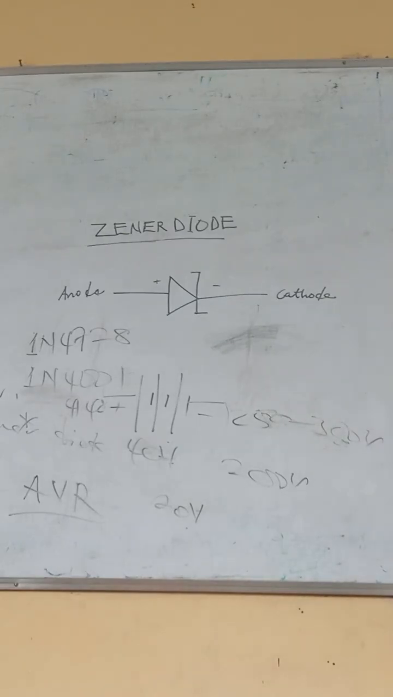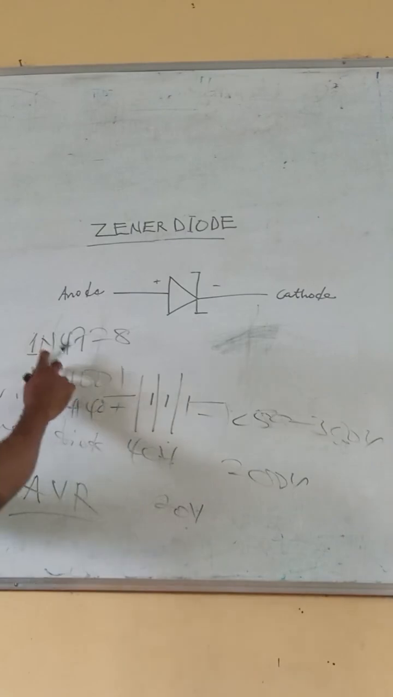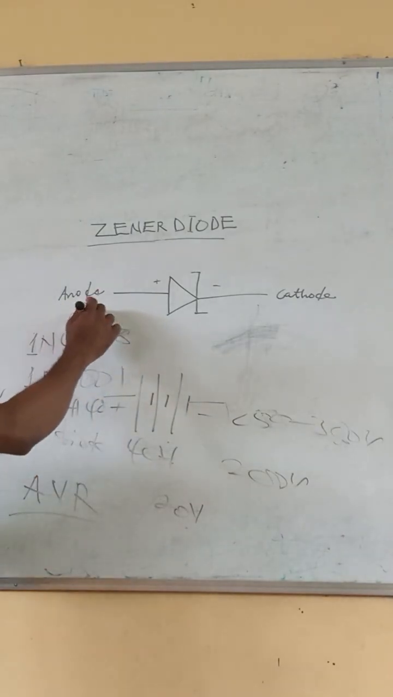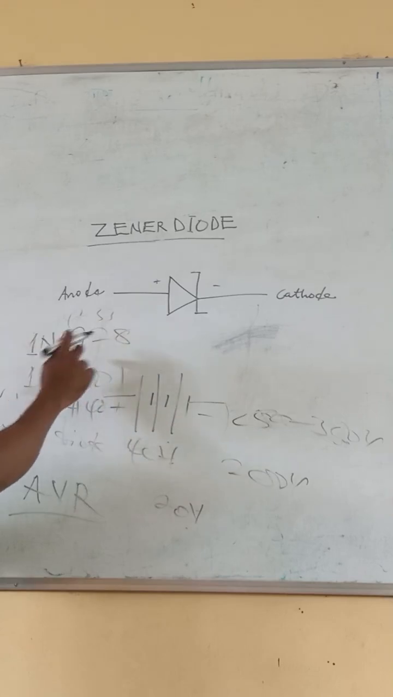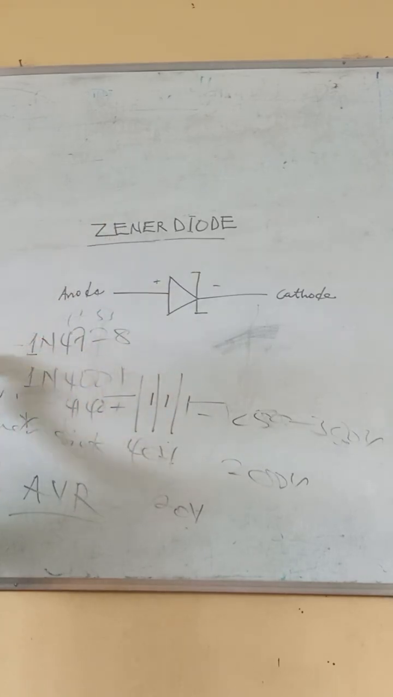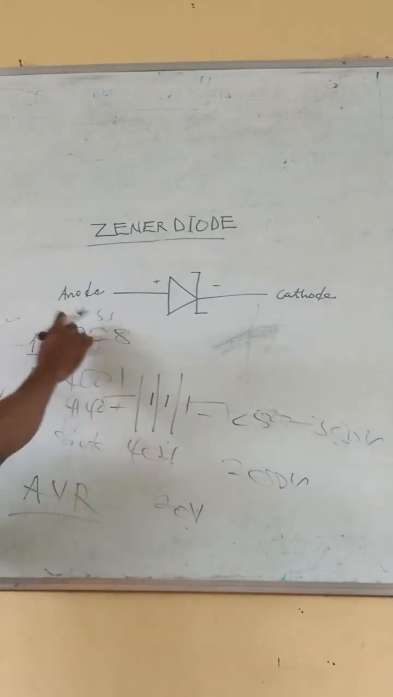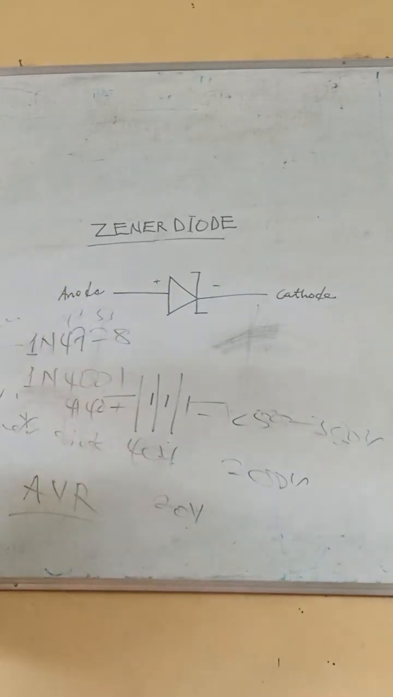1N4148. But 4733, anything 47, anything 47 is a Zener diode. These are Zener diodes. Oh, this one is a PN diode. PN diode and Zener diode. The number written on them is different.